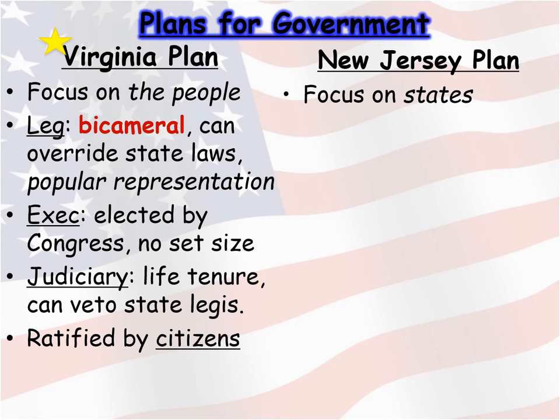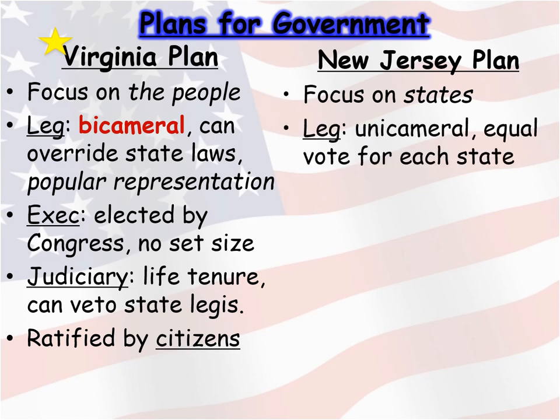Yes, because the Articles of Confederation had equal representation by the states. Small states had just as much say as the large states did. So their legislative branch proposed was unicameral. So that's a difference already from the Virginia plan. They proposed equal votes for each state.